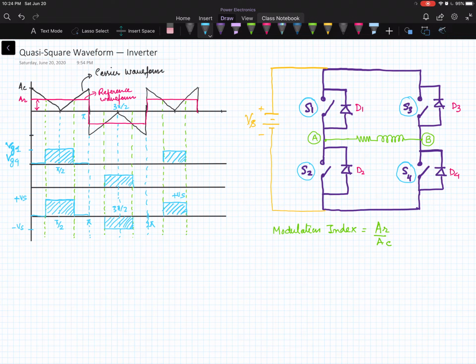Positive half cycle is centered at pi by 2 and the negative half cycle is centered at 3 pi by 2. So if we look at this waveform, this is the output voltage waveform. I am going to mark it V0. It's a quasi square waveform.